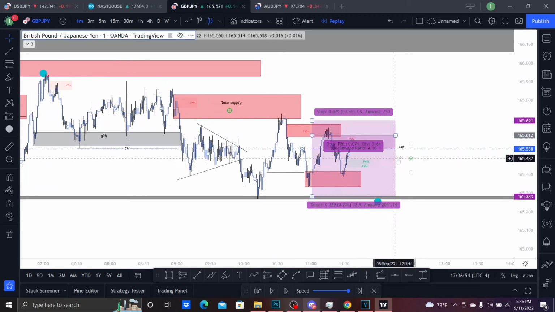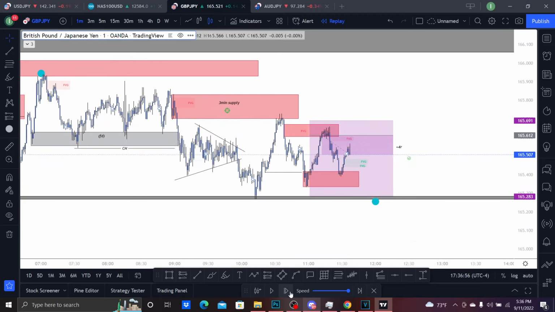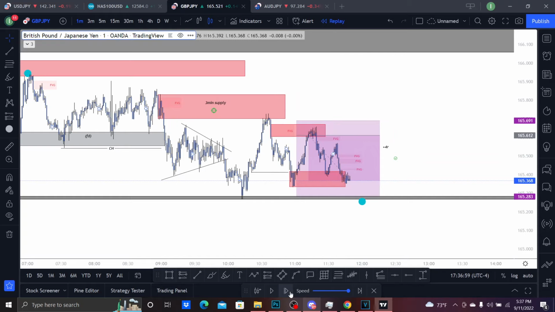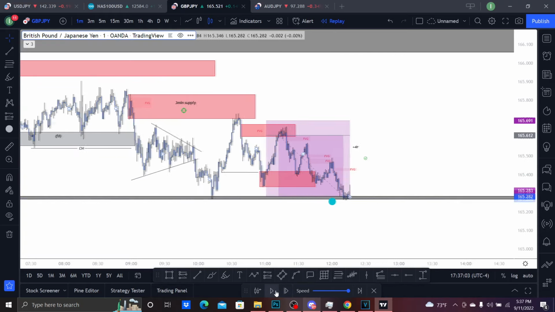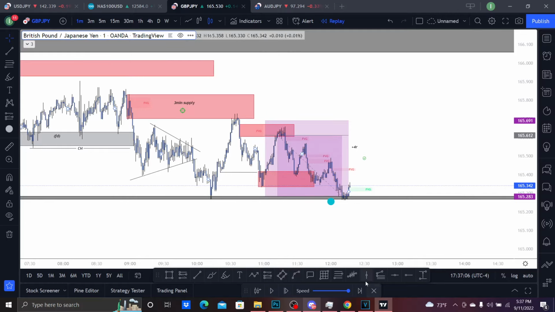But if we just keep playing price out, you can see that eventually we do end up hitting our final take profit.